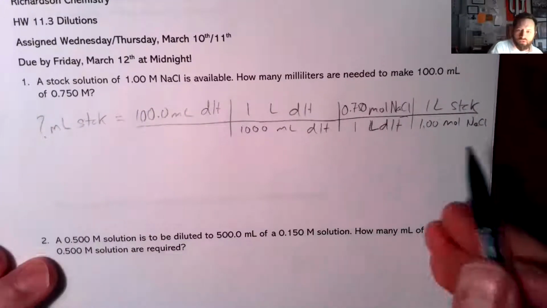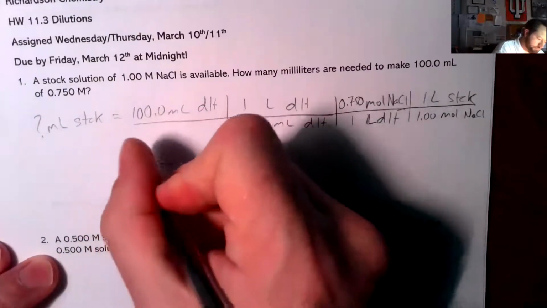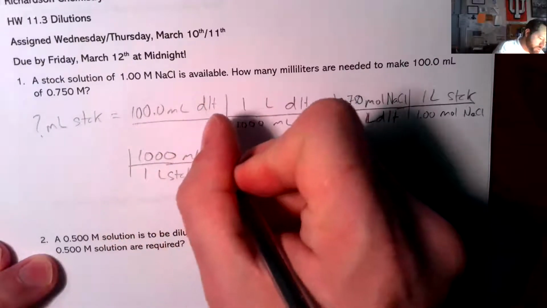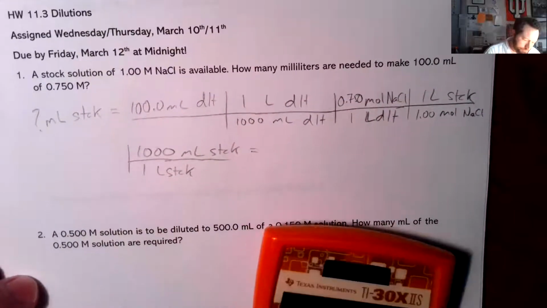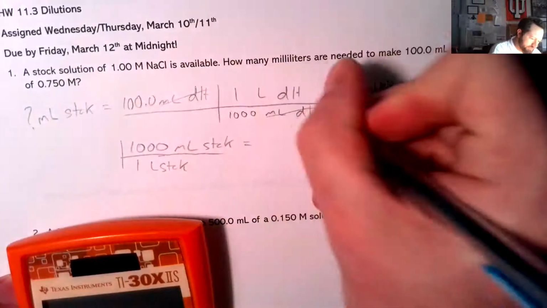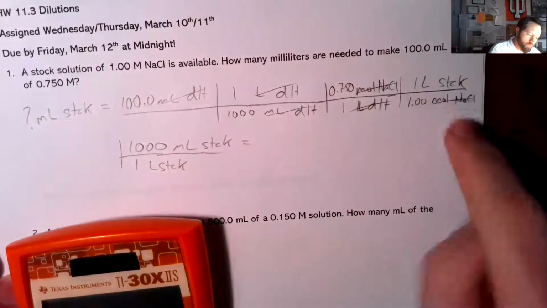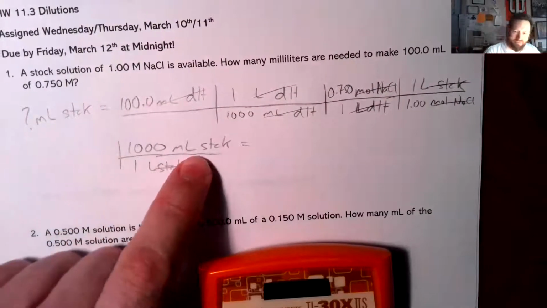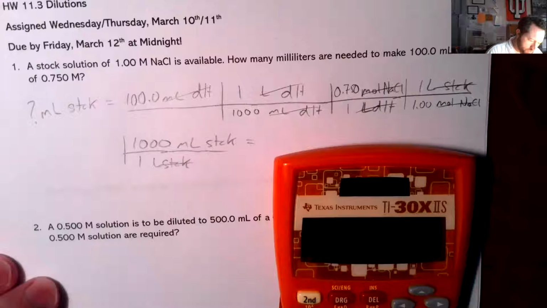And then my last step, I don't want liters of stock, I want milliliters of stock. So I'll cancel that back out and go to milliliters of stock. Now it's time to compute. Again, for those of you who like to cross off the units, milliliters dilution is gone, liters of dilution is gone, moles of NaCl is gone, and the liters of stock is gone. So the only thing we have left is milliliters of stock. That's exactly what we want. Let's check and see how we do.